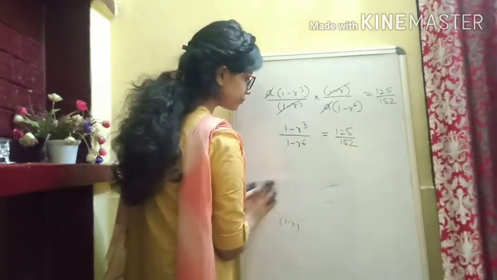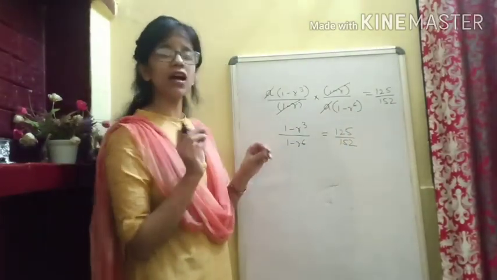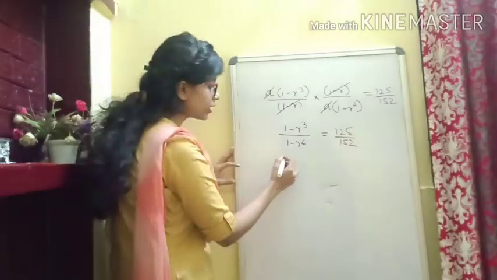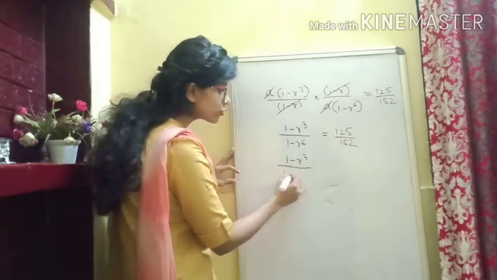Is it okay? Now, how to simplify? Since we are supposed to calculate r, it was asked to calculate the common ratio. So, see what I am going to do. It is 1 minus r to the power 3 upon 1 minus r to the power 6.